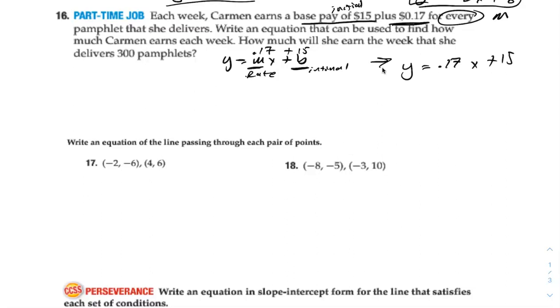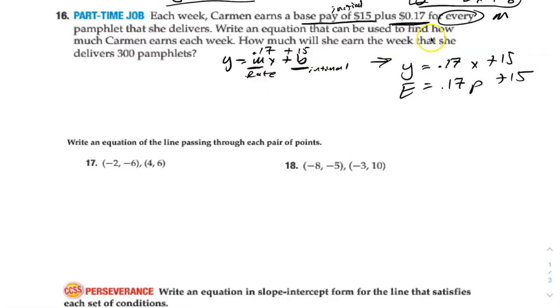Now if you want, you can change the variables around, right? She earns in a week that she delivers pamphlets. So it could be like earnings equals 0.17 per pamphlet plus 15, but that's all cosmetic. It doesn't matter. So any way you want to do it.